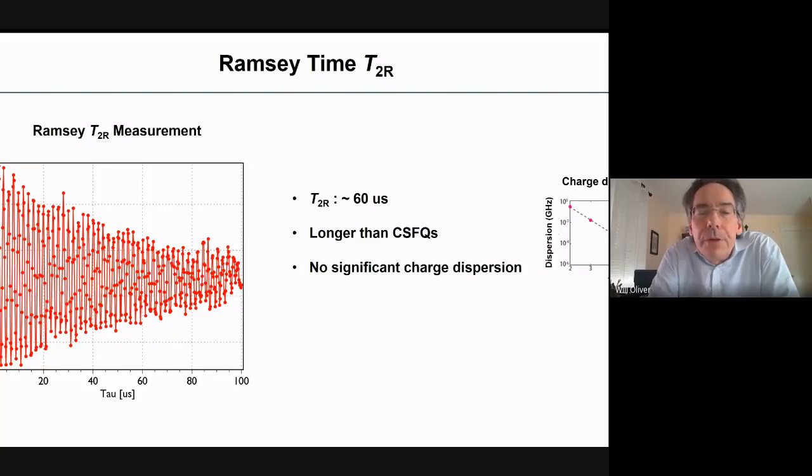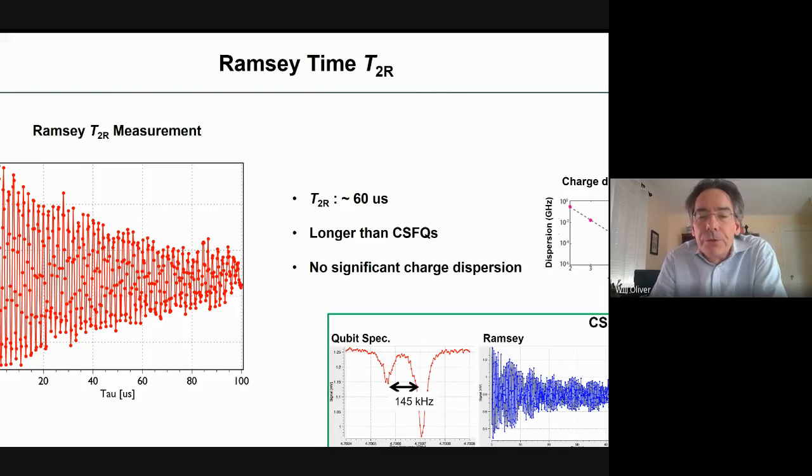On the Ramsey time, this one was better than what we saw in our C Shunt flux qubits. This one was around 60 microseconds. There's not any real significant charge dispersion, and we can compare that with a similarly designed C Shunt flux qubit with only 2 parallel junctions, and this one had, I would say, a significant amount of charge dispersion. And another one of these rules of thumb, as we know, is that the charge dispersion will go down as you increase the number of parallel junctions. And so here, going out to n equals 8 basically suppresses this dispersion effect.